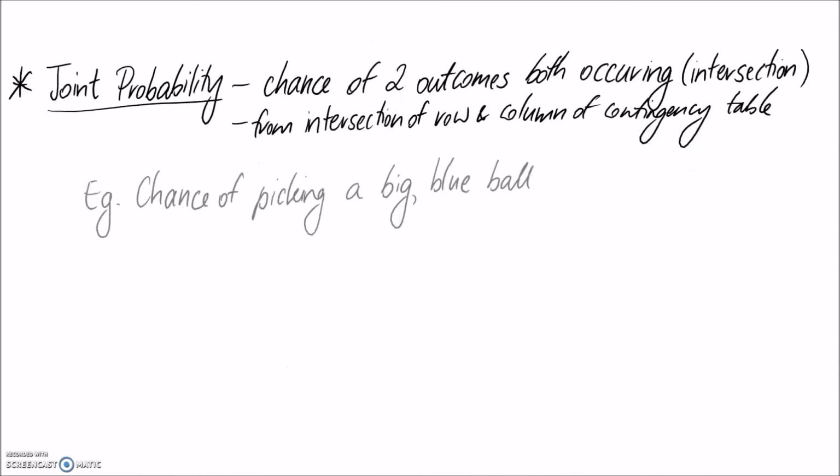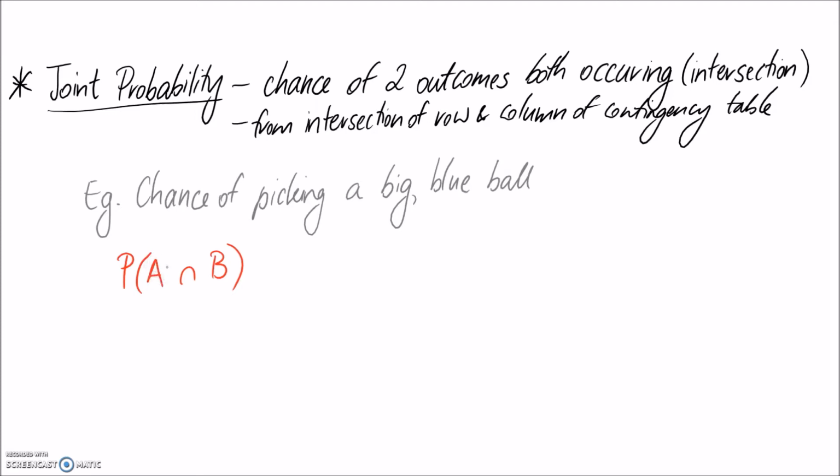The next one here is joint probability. This is the chance of two outcomes both occurring, and sometimes people refer to this as the intersection, the intersection of a row and a column from your contingency table. An example would be the chance of picking a big and blue ball from your bag of marbles. The general form of how people write this is P again, for the probability, and then two events occurring, and those events are defined as A and B.